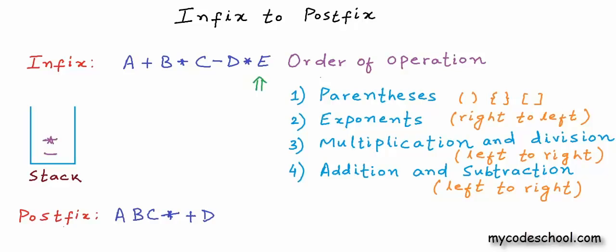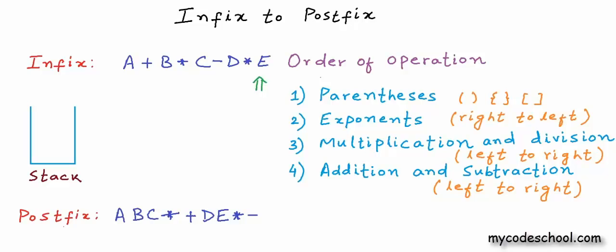Next we have an operand. It will simply go. Now there are two ways in which we can find the end of the right operand for an operator. A, if we get an operator of lesser precedence. B, if we reach the end of the expression. Now that we have reached the end of the expression, we can simply pop and place these operators. So first multiplication will go and then subtraction will go.